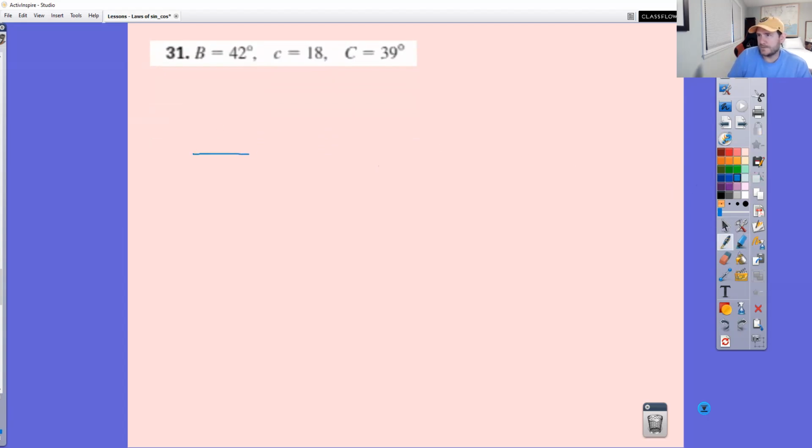So, okay, sketch it out. Put a B over here, put a C over here. 42 is going to go like this. And C is going to be 39. So it's going to go like this, and you'll notice they cross somewhere and define a triangle. So we were given that C is 18. So we can put an 18 over here. They didn't say what the other side was called, but it's got to be called A. It always is. So, okay, we're going to have one solution.